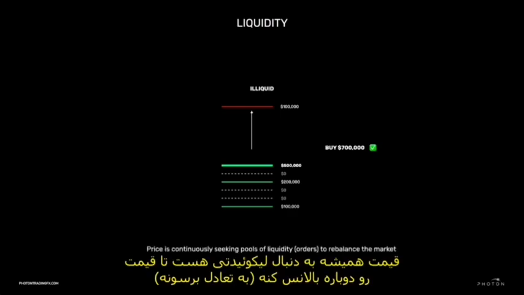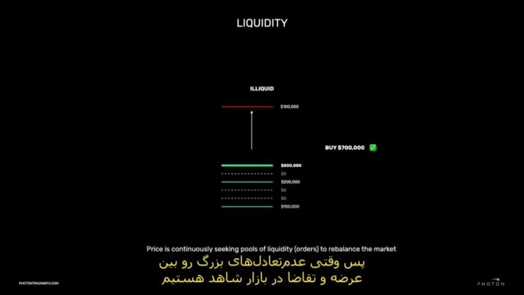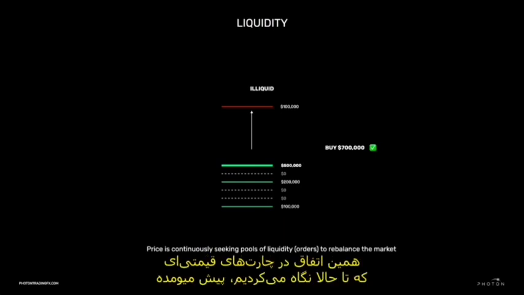So price is constantly seeking liquidity to rebalance price. So when we see those large imbalances between supply and demand in the market, when we've been looking at those zones on our price chart so far, that's what's happening, right?